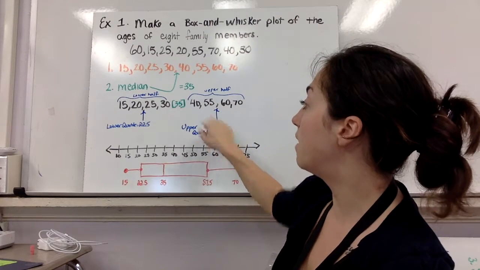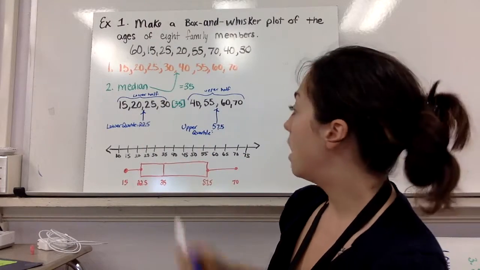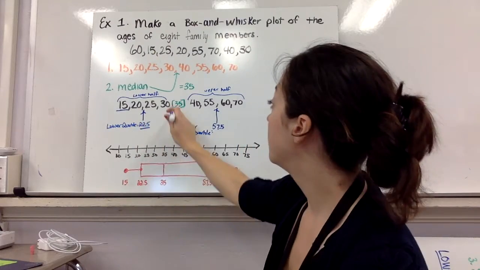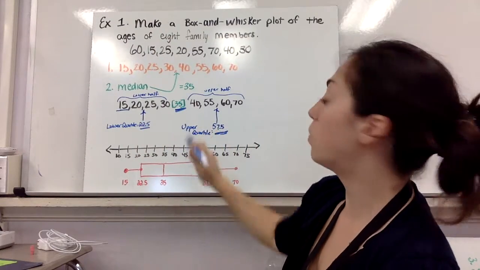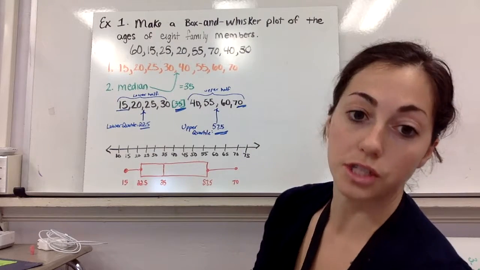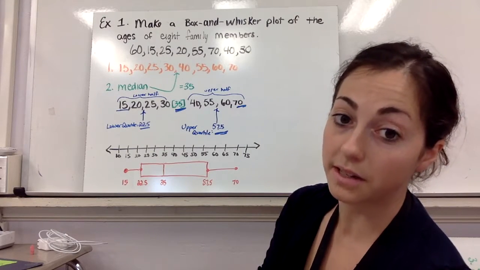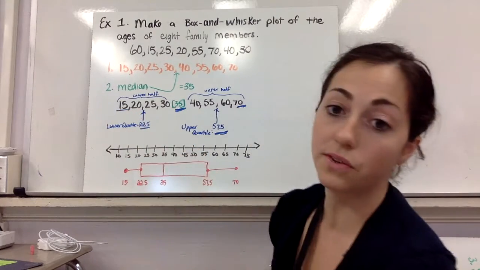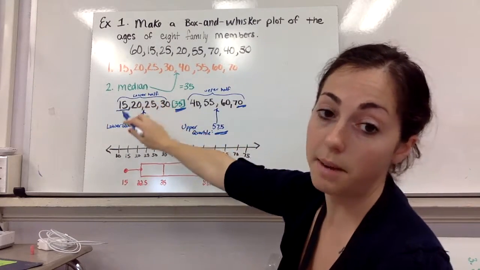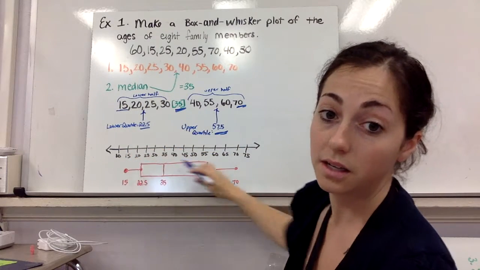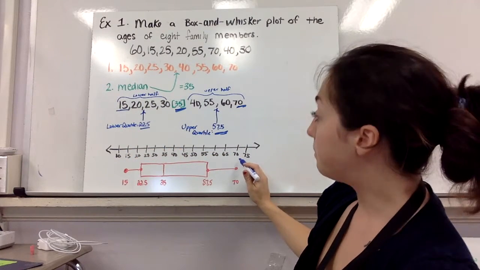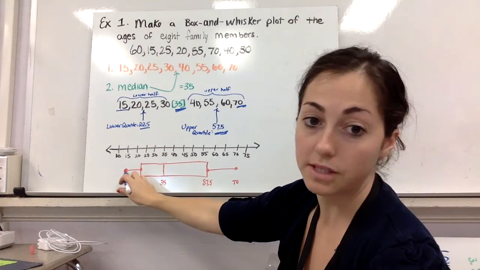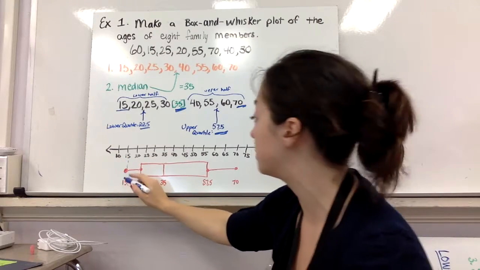So now I have my bits of information that I need. I need the lowest number, the lower quartile, the median, the upper quartile, and the largest number. And that is the 5 bits of data that I make my box and whisker plot. So now I make a number line, and my lowest is 15, my highest is 70. So I made a number line that went by 5s from 10 to 75. Then my lowest number is 15, so my whisker goes out to 15. So what I do is I go underneath 15 and I just make a point.